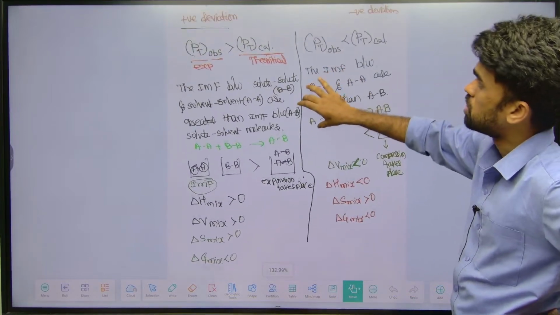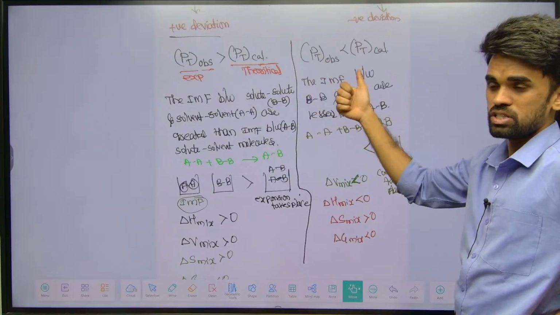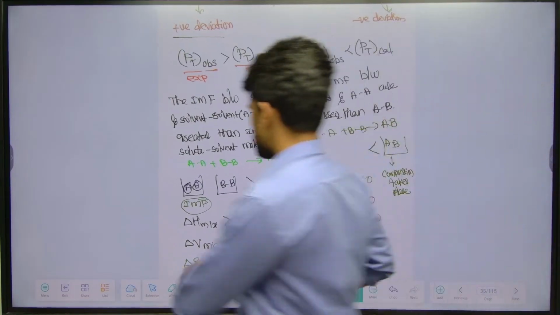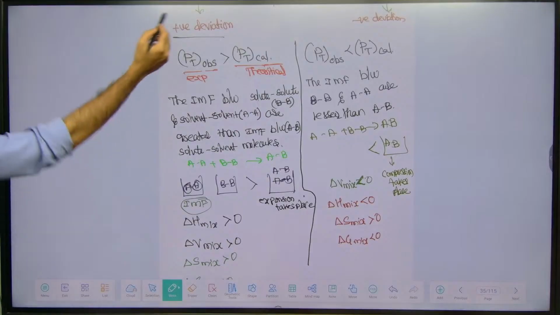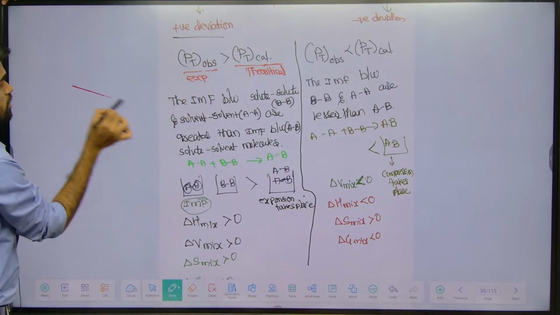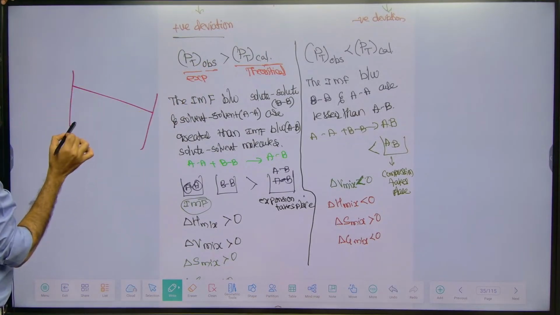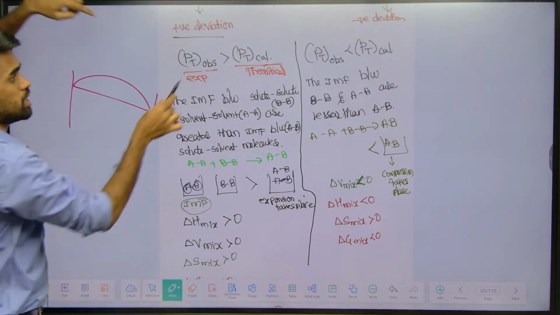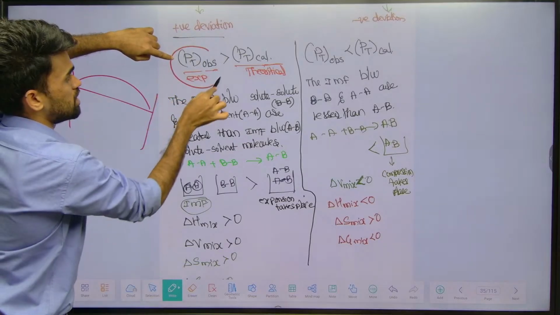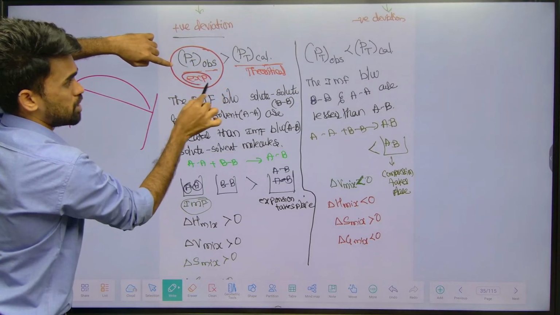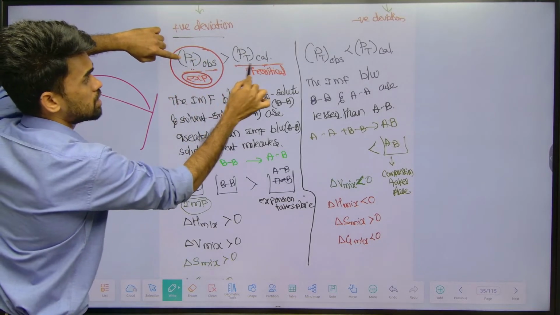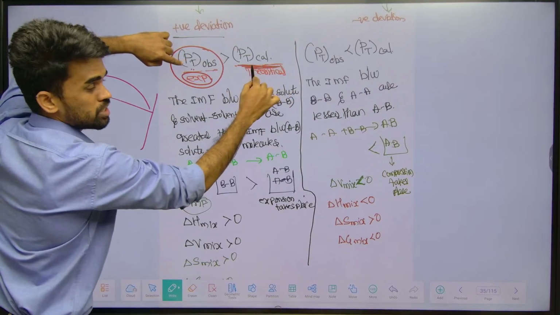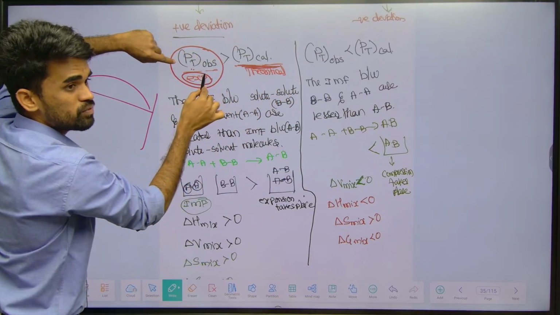Here we have positive and negative deviation. See, that vapor pressure you have seen now, for ideal how it is, like this we are seeing above side. So it means P observed, if we do it from the experimental, that value is greater than theoretical calculation. It means it is showing what type of deviation?